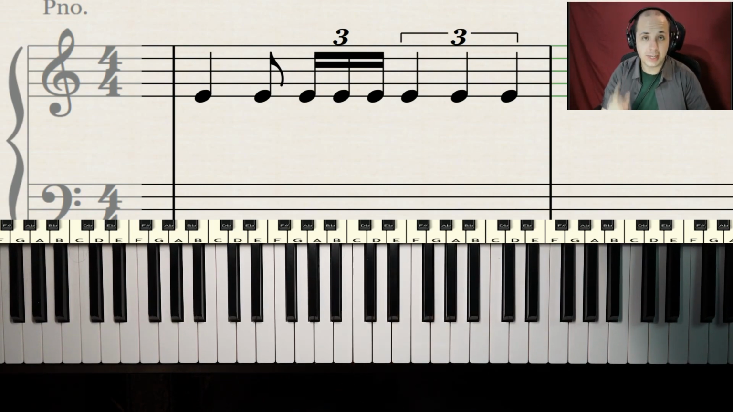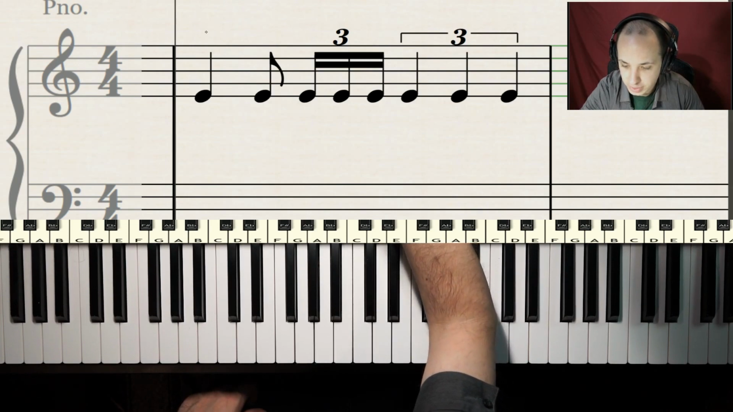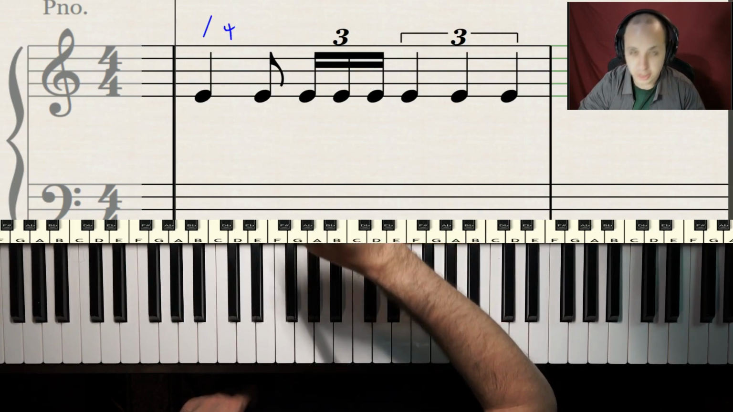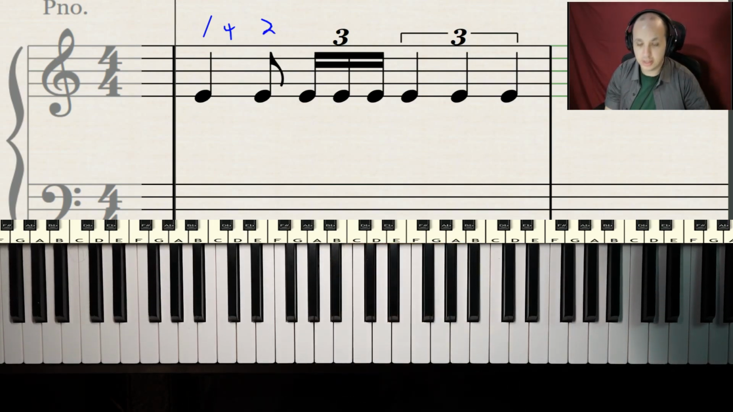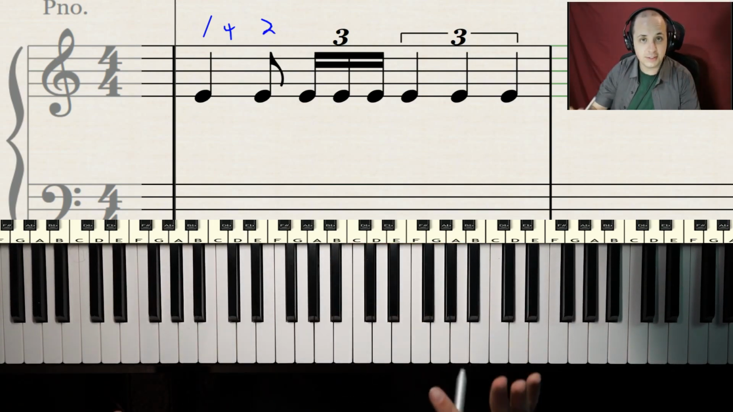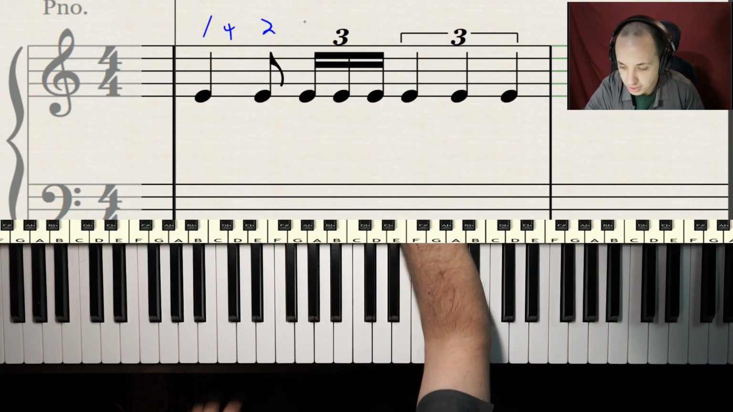Okay, so how are we going to count this measure? Well, we have a quarter note, right? That is going to take up beats 1 and. Pretty clear, right? Where's this 8th note going to fall? It's going to fall under 2, right? Then what about the 16th note triplet? What beats is that going to take up? Remember, it's going to take up the second half of beat 2.